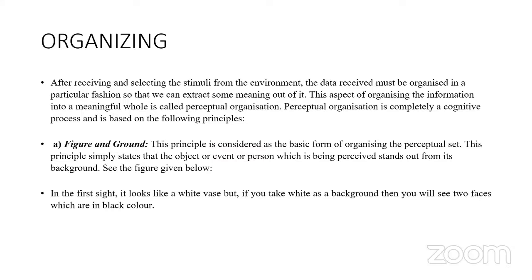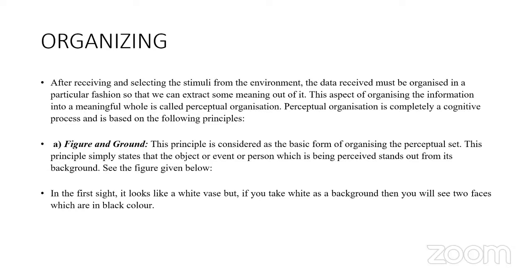So, like I told you, there are 4 steps in the process of perception: receiving, selecting, organizing, and interpreting. We've already understood receiving and selecting. Now, the third one is organizing, right? People take whatever data or stimuli they get from the external environment and organize it in a particular manner so that some meaning is attached to it. How we organize it depends on some principles.